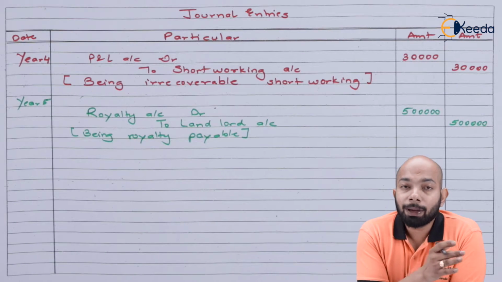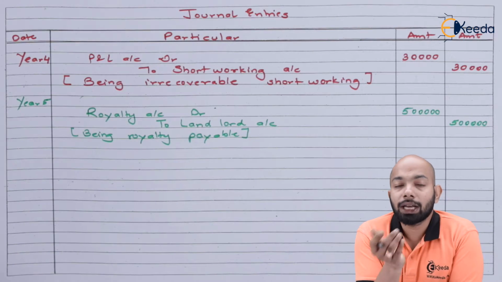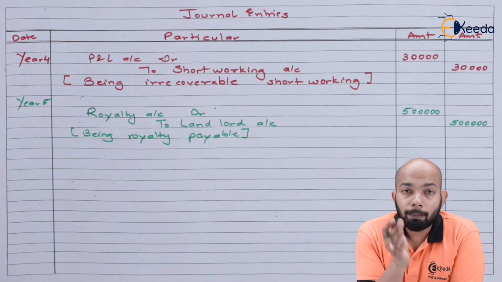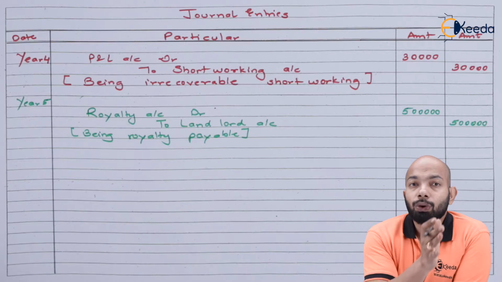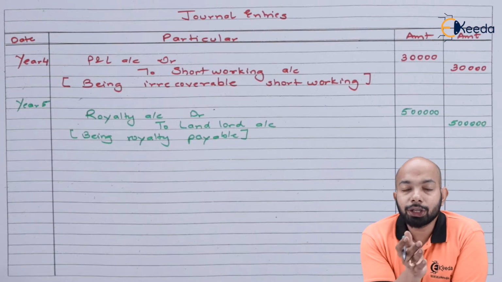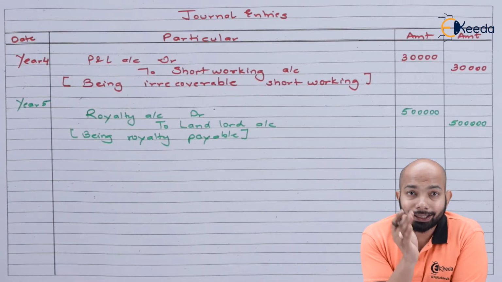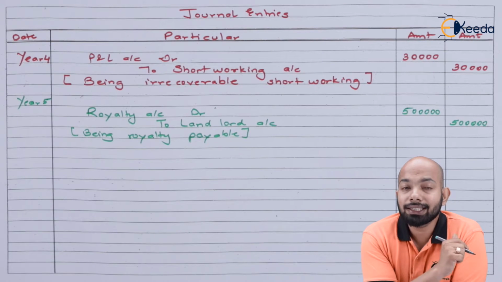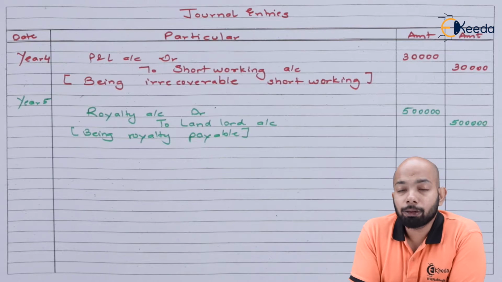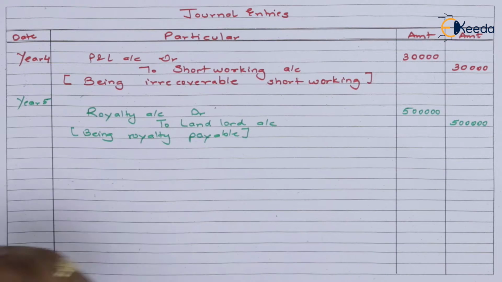So the entry that has been passed here is royalty account debit to landlord account being amount of 5 lakh. The reason being here the royalty amount is more as compared to the minimum rent due and there is no shortcoming. Hence here the landlord will claim the actual royalty itself. Hence that is the amount that is passed. The next entry that we'll be doing is the payment of royalty.